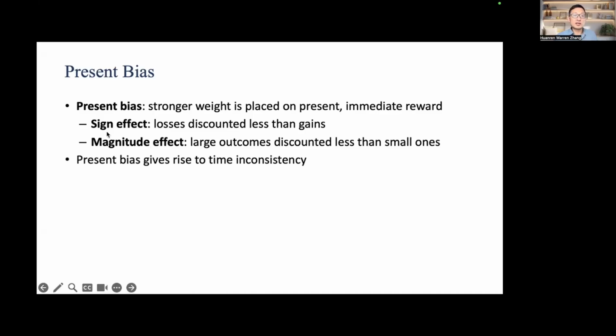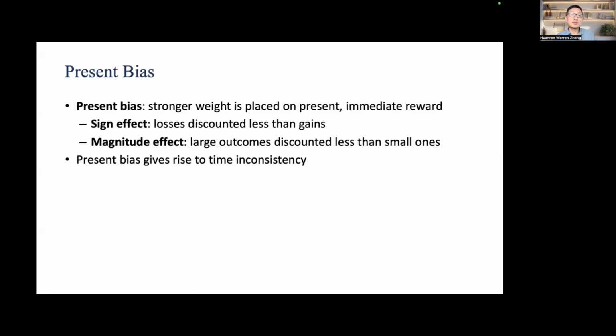Another aspect of present bias is the magnitude effect, meaning large outcomes are discounted less than small ones. Large outcomes, because they are large in size, are easier to notice, so they are discounted less. Small ones, when you discount them, are almost gone. So these two are actually related. Something obvious or salient will be discounted less. Larger outcomes are easier for you to identify. Losses are easier for your mind to identify because of loss aversion. You pay a lot of attention to losses, then you also discount them less when you make intertemporal decisions.